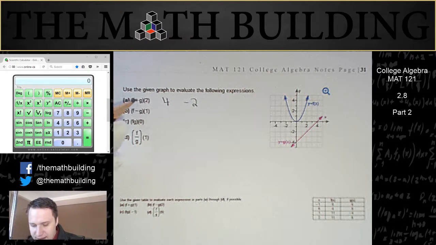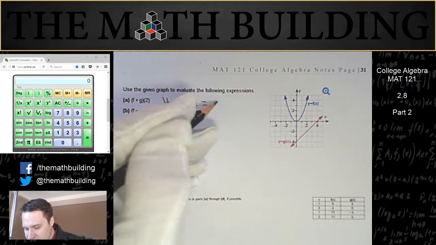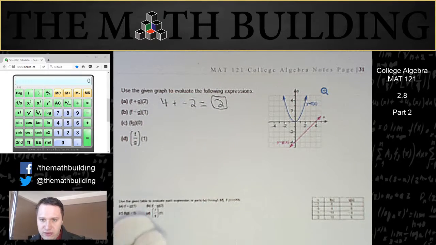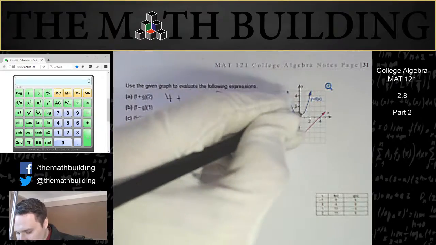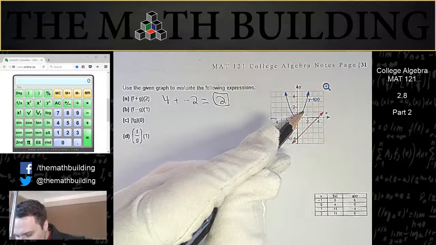So that's the point f of 2 and g of 2. It's telling us to add these together, so we'll do that. 4 plus -2 is equal to 2. So the answer to part A is 2. How about f minus g of 1? Well, f of 1, because here's f, f of 1 equals 1.